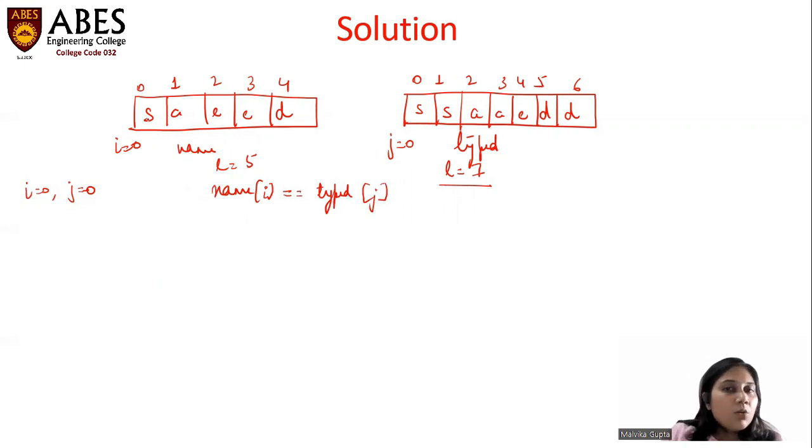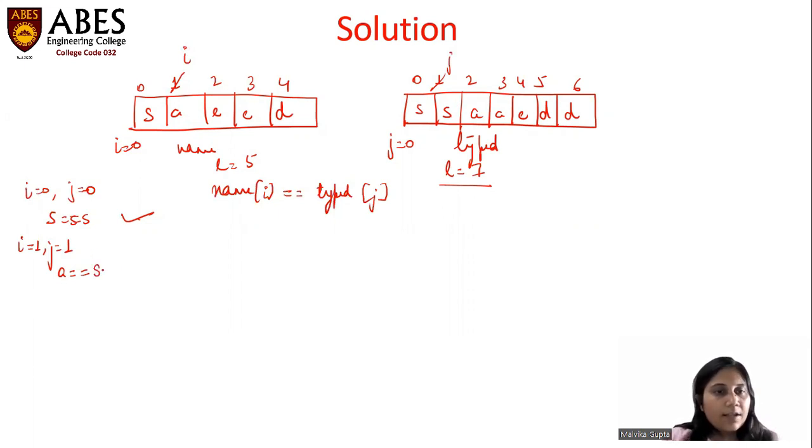Now s is equal to s, the condition is true. Okay, fine. So what will happen? i will get incremented to 1 and j will also get incremented to 1. Now name of i is a, and if you check, because I was earlier here, now i is here and j is also here. Now if you check over here, j is your s. So a will not match, right? This is wrong. Now what will happen? i will remain at 1, but j will go to the next index, which is 2.